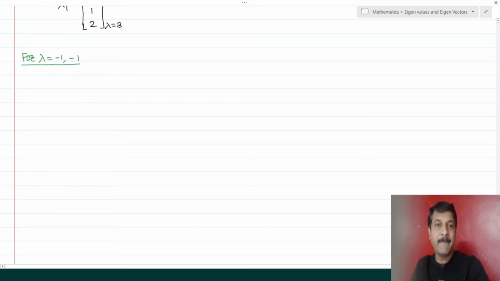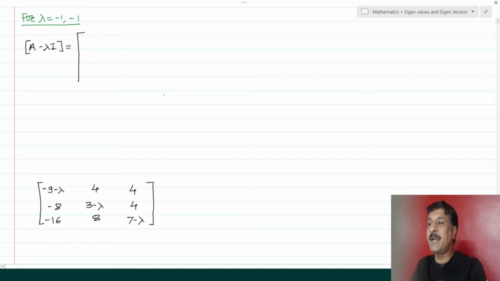So, we know the method. If repeated, first you find the rank of A minus lambda I for lambda equal to this repeated value minus 1. So, what is that matrix now? Matrix A minus lambda I for lambda equal to minus 1. So, minus 9 minus minus 1, it is minus 8, 4, 4, minus 8, 3 minus minus 1, so 4, 4 and minus 16, 8 and 7 minus minus 1, so I am getting 8.